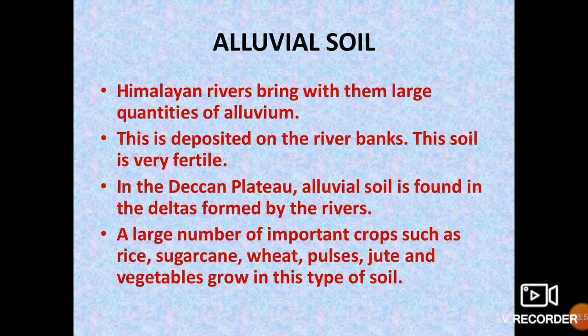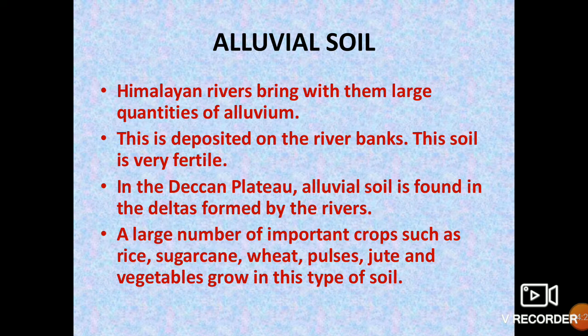So we are going to talk about alluvial soil. You know the Himalayan rivers. We'll talk about three Himalayan rivers: Indus, Ganga and Brahmaputra. These three rivers bring with them a very large quantity of alluvium.